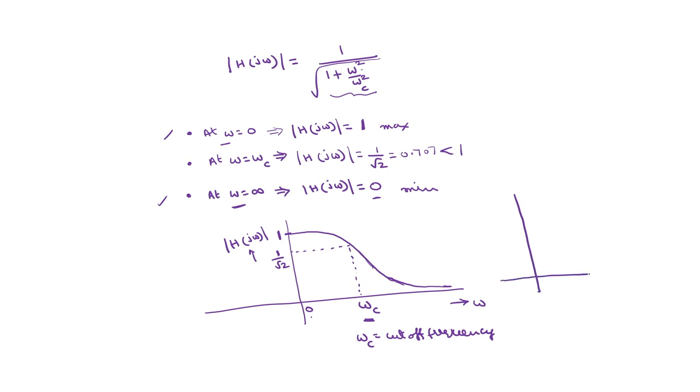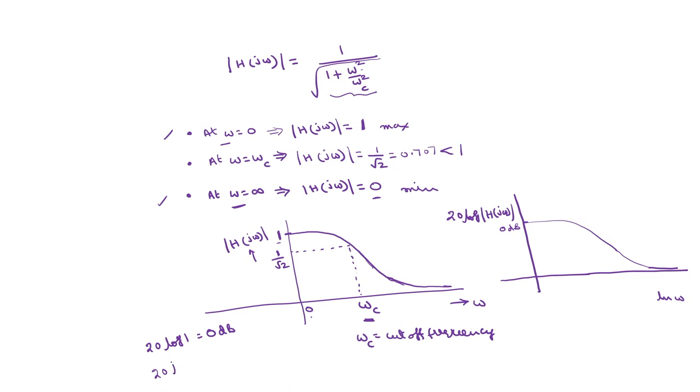If I plot in the dB scale, this is logarithm of omega, and this is 20 logarithm of modulus of H of j omega. What happens to this plot? The plot remains the same, but this value becomes 0 dB, because 20 logarithm of 1, logarithm of 1 is 0, so this is 0 dB.